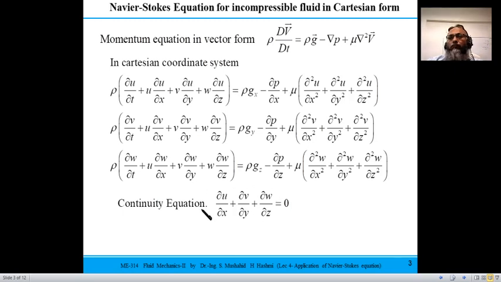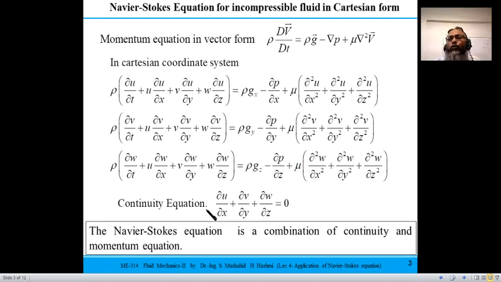So this is how we write the momentum equations and continuity equation. Once you show them together, it's a combination of three momentum equations and one continuity equation. If bunched together, it is termed the Navier-Stokes equations. So the Navier-Stokes equations are basically a combination of momentum equations and the continuity equation.